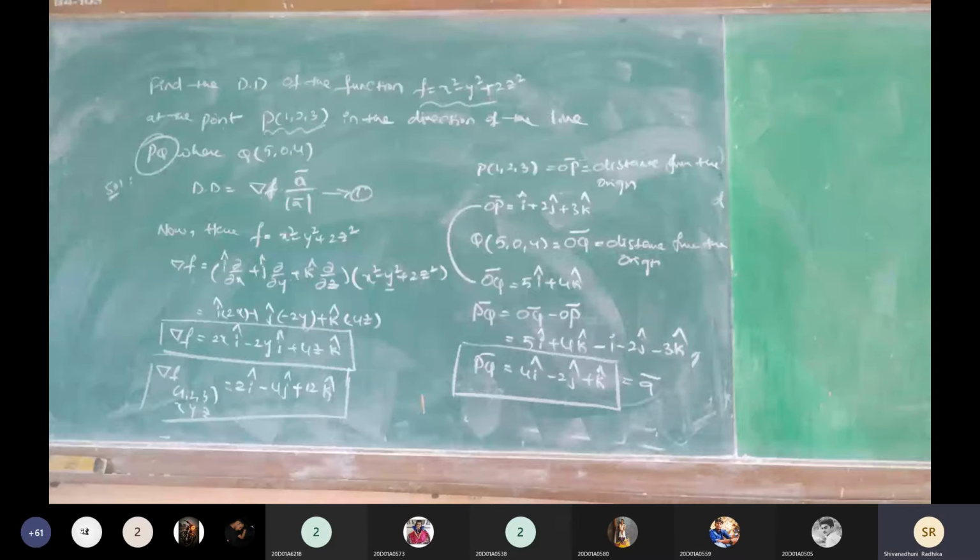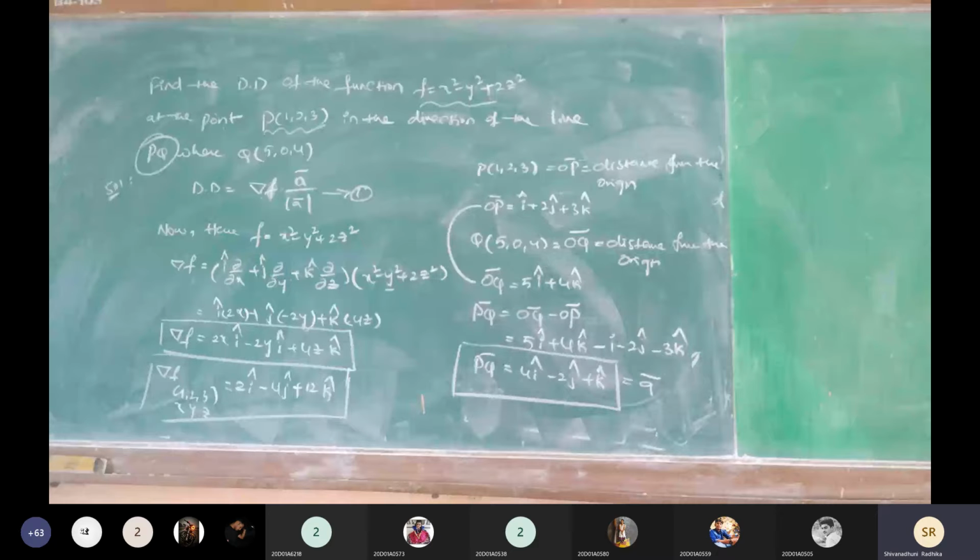Here we are going to find the directional derivative. But which directional derivative? 1 by r in the direction of the position vector. What is the position vector here? R bar equals x i cap plus y j cap plus z k cap. That is the position vector.